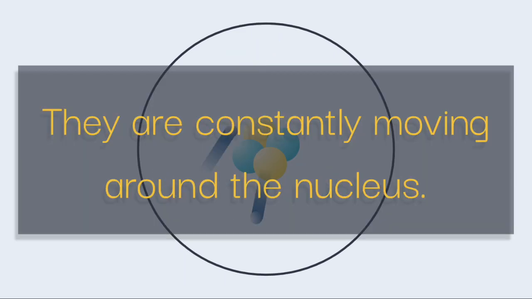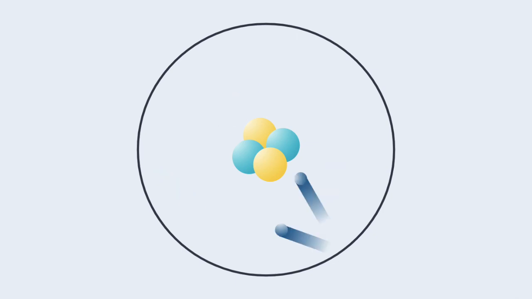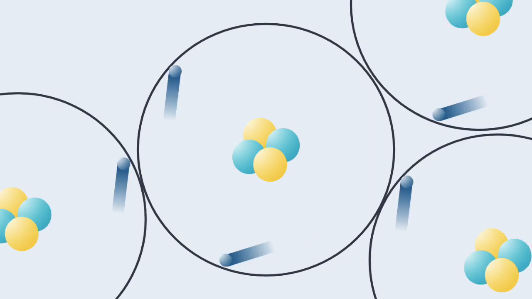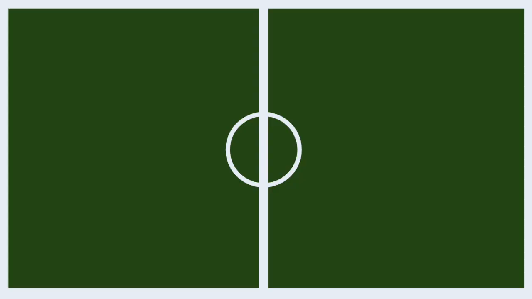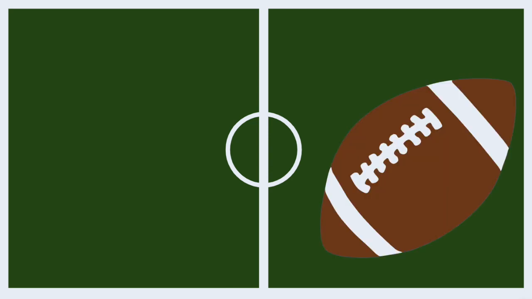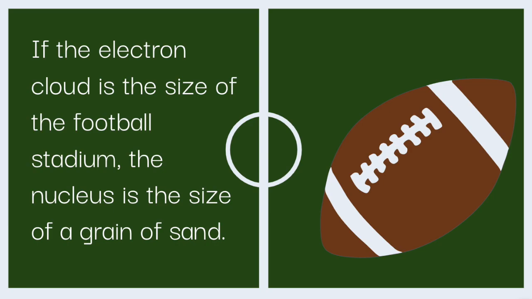They're constantly moving around the nucleus, but they have no pattern to their movement. They move so fast that they are essentially in all places around the nucleus at once, which is what keeps atoms from merging together. Because of this behavior, it is called an electron cloud. One last size reference to understand this. If you were to blow up an atom to the size of a football stadium, the nucleus would only be the size of a grain of sand.